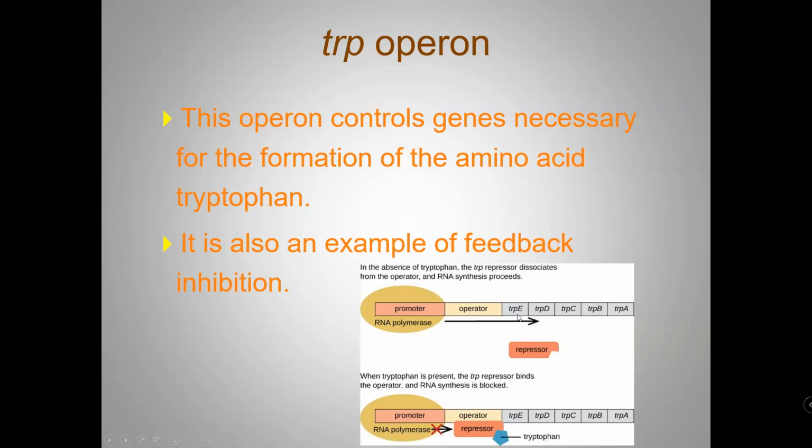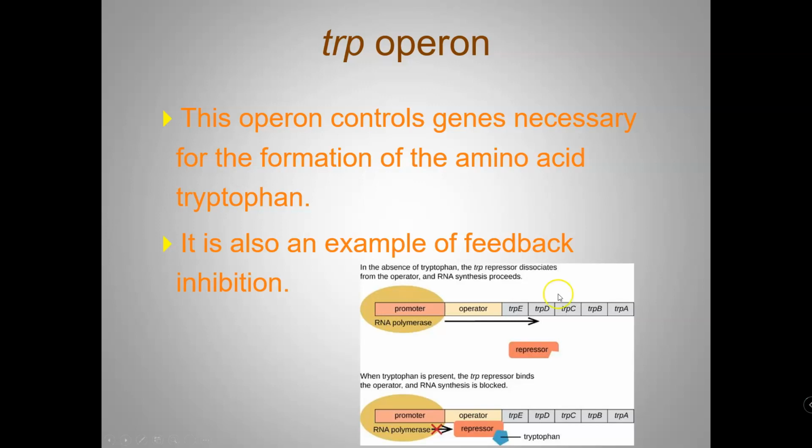The two that I wanted to go into a little bit of detail with you guys on are the trp operon and the lac operon. So the trp operon is called that because it contains genes that regulate the prokaryote's ability to make the amino acid tryptophan, which is one of the 20 amino acids that are necessary for making proteins.